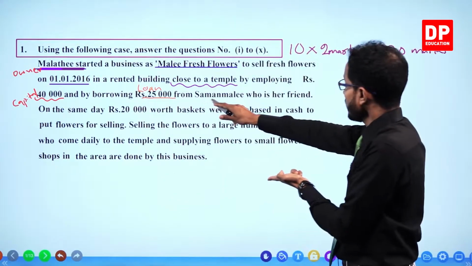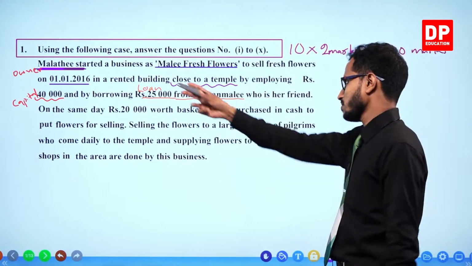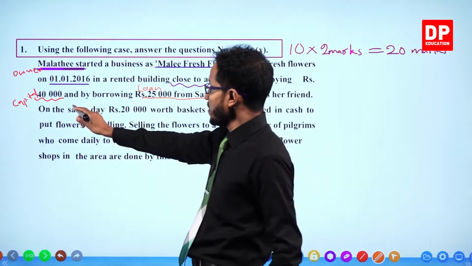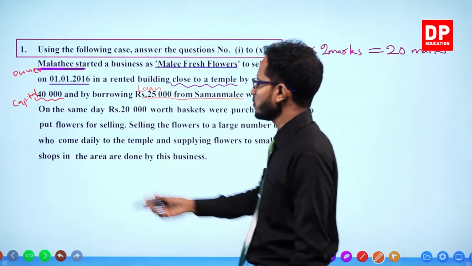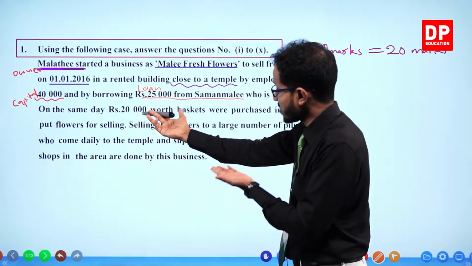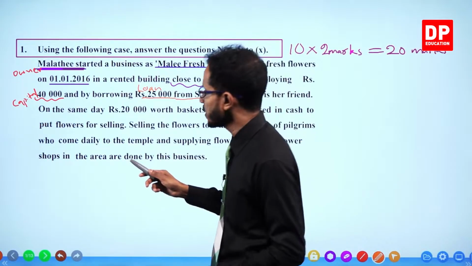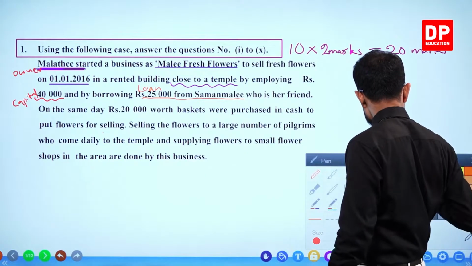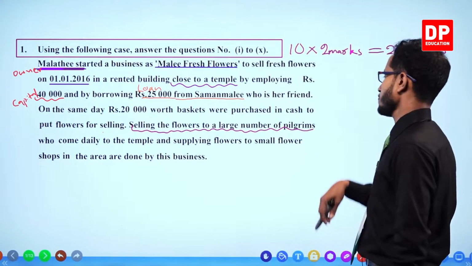Going on, Saman Mali is the lender. Saman Mali is a friend of Malati. It doesn't matter to us whether they are friends or not. On the same day, 20,000 worth of baskets were purchased in cash by Malati to put flowers for selling. Selling the flowers to a large number of pilgrims. So flowers are sold to pilgrims.